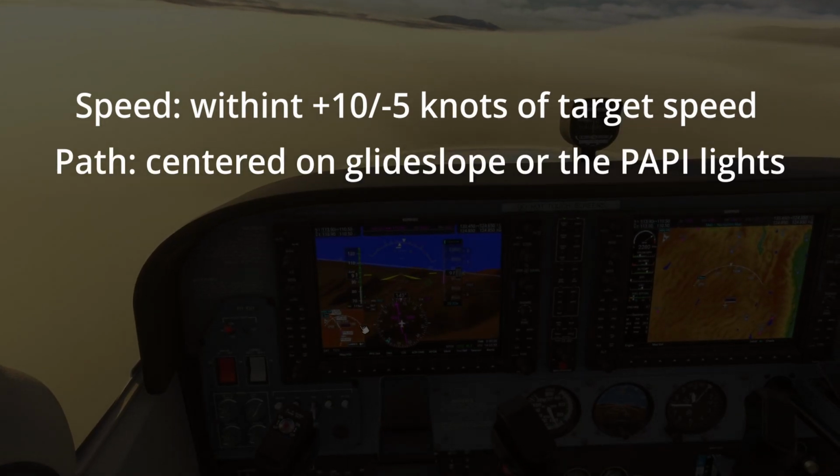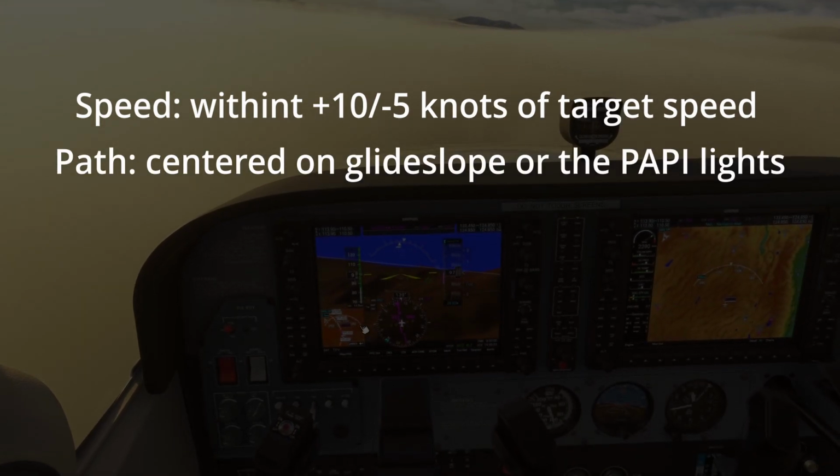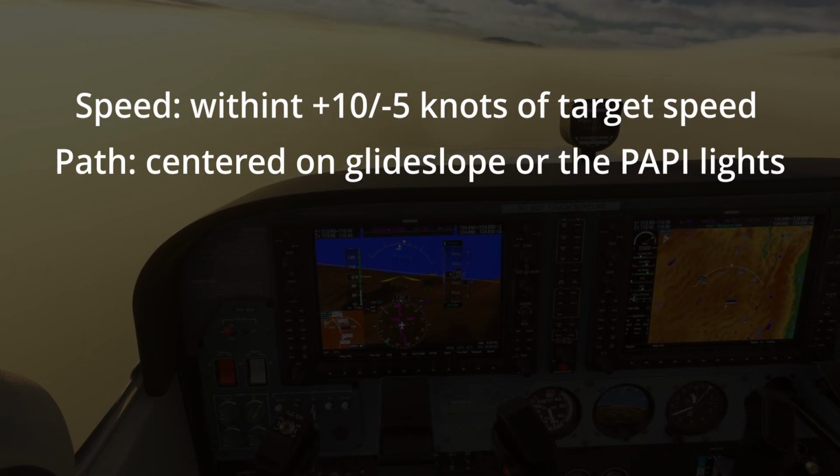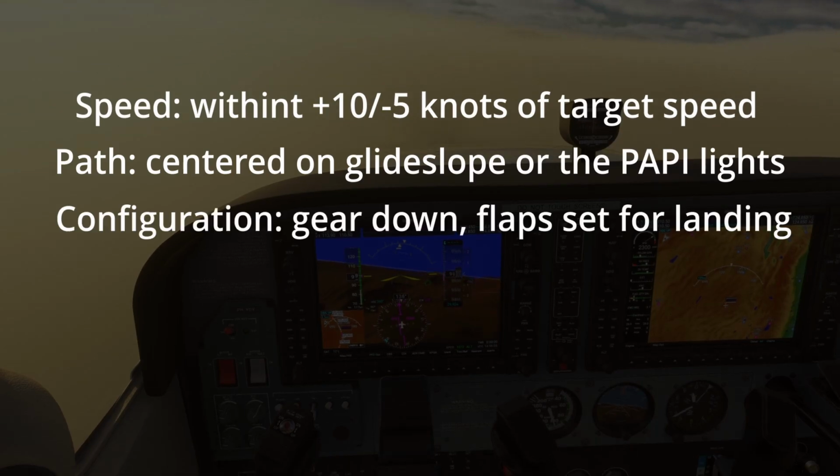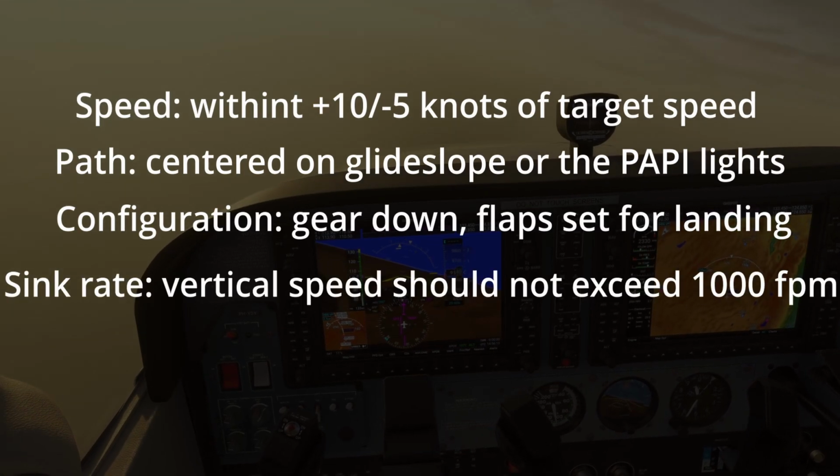Second, the path: centered on the glide slope or the PAPI lights, the red and the white lights by the runway. 3. The configuration. Gear down, flaps set for landing. 4. Sink rate. Your vertical speed should not exceed 1000 feet per minute.